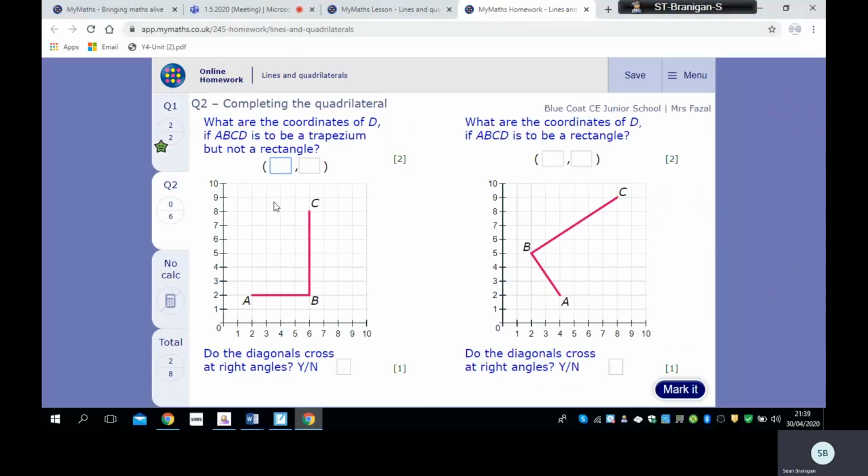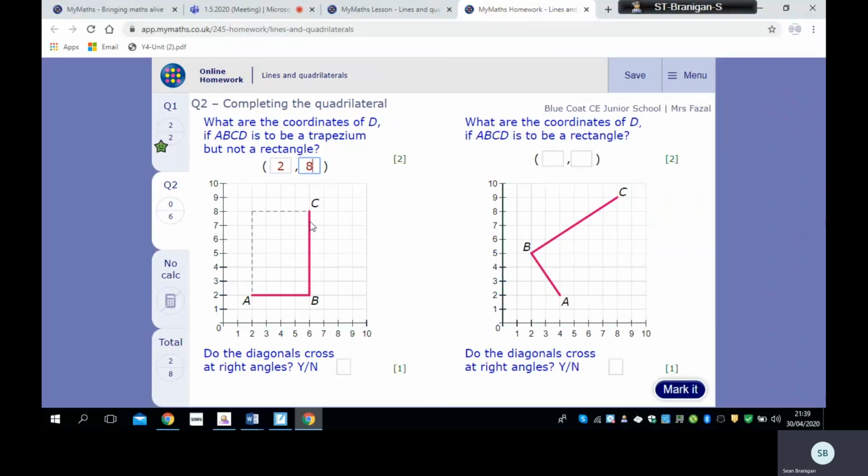Now we are going to complete the quadrilaterals. So it's going to tell me to make a shape. I've got to put in the coordinates correctly. Remember, along the corridor, up the stairs. So let's see. What are the coordinates of D? So where's D going to go here if I'm going to make a trapezium, not a rectangle? Well, if it was going to be a rectangle, I know that it would have to be here, which would be 2, 8. I'll just show you that. Here we go. Two sets of parallel lines to the same length, not all the same length.